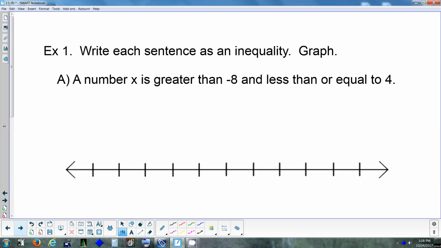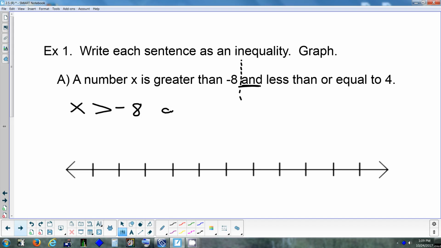So it says write each sentence as an inequality. Can somebody just read the first part of that inequality? You don't have to read the second one. Let's stop at the first one just to make sure we know where it ends. Yep. A number x is greater than -8. All right, so that's the end of the first one. Do you think you can tell me how to write that? We've got x, a greater than symbol, and the -8. Perfect. X is greater than -8.